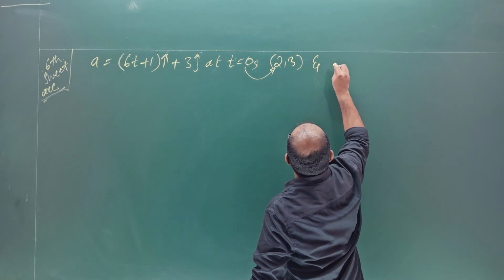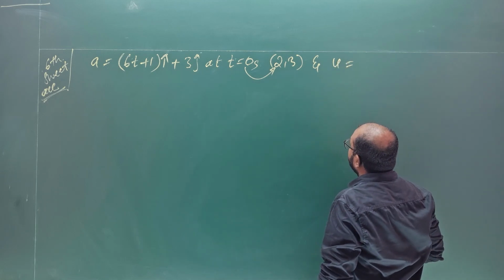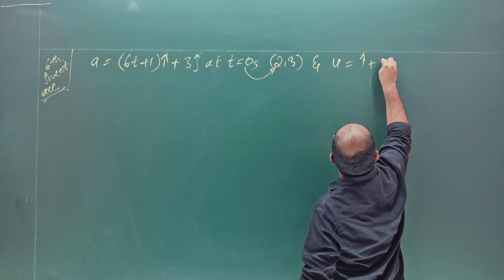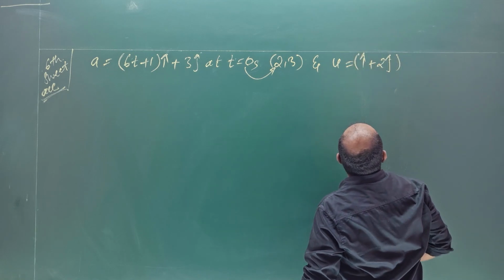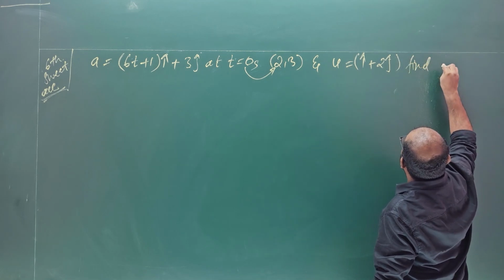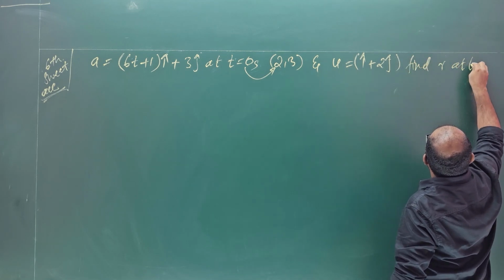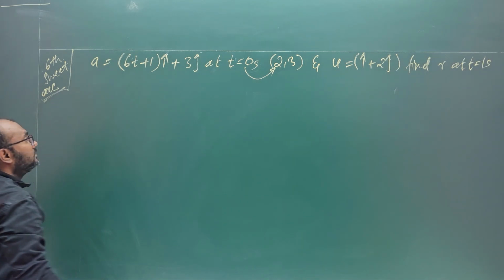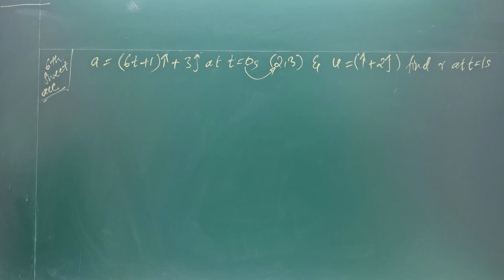its initial velocity, that is u, is equal to i plus 2 j cap. Find r at t equals 1 second. Okay, check the values: a is 6t plus 1 i cap plus 3 j cap, the position is (2, 3), and u is equal to i plus 2 j cap. Yes? Okay.